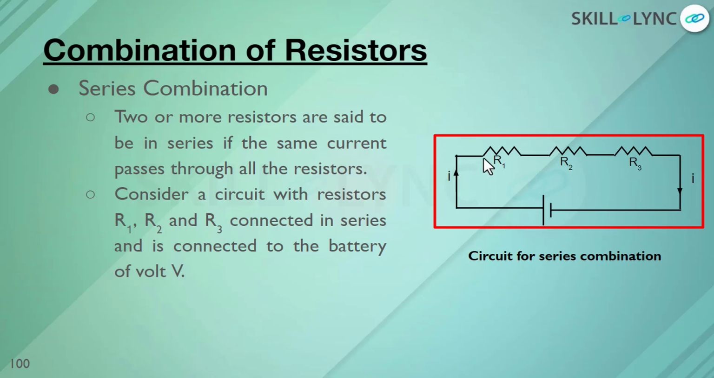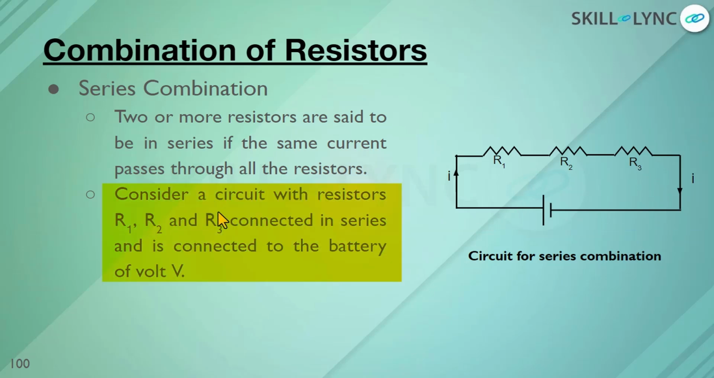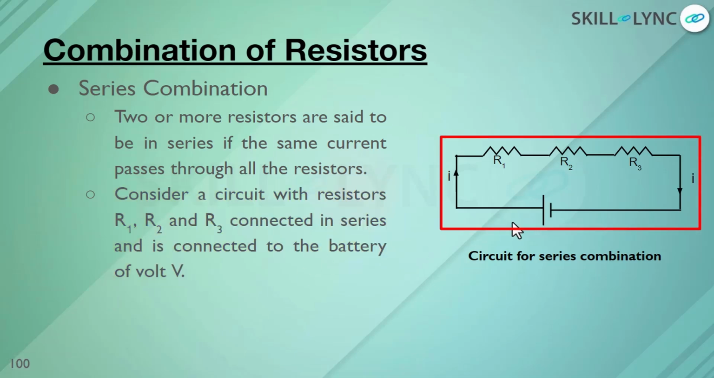It is passing through R1, then it is passing to R2, then it is passing through R3, and thus getting back to the battery. Consider a circuit with resistors R1, R2 and R3 connected in series and connected to the battery of volt V. So this is a battery of volt V.